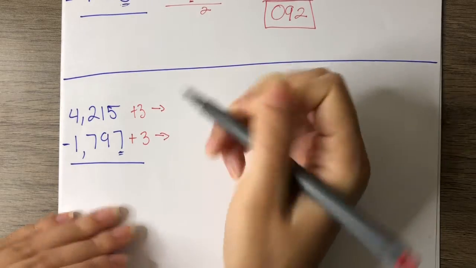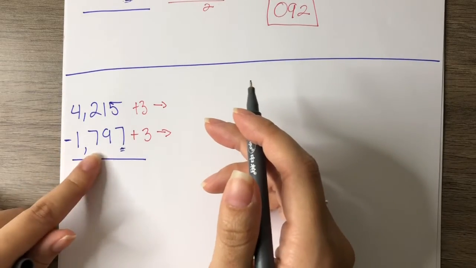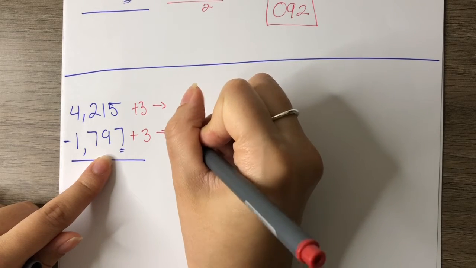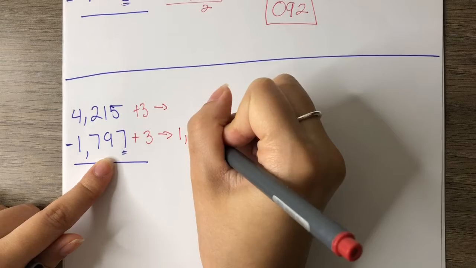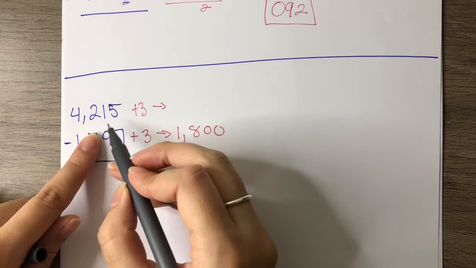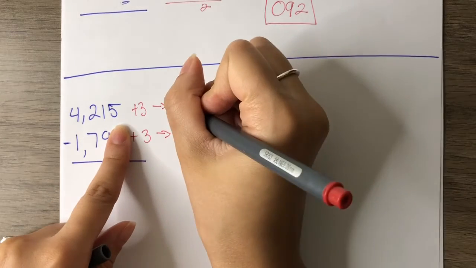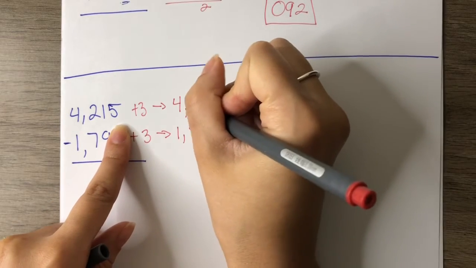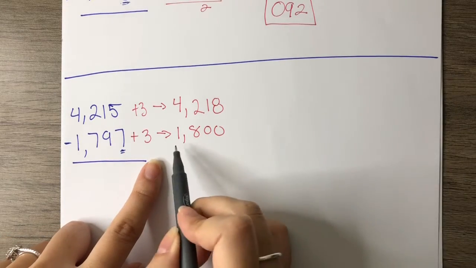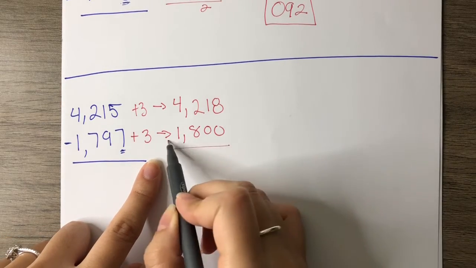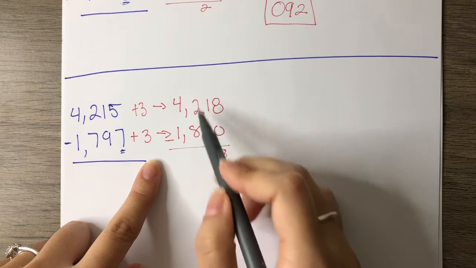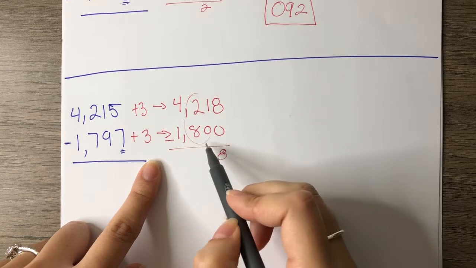All right. So 1,797 plus 3 would be 1,800. And then 4,215 plus 3 would be 4,218. So let's try and subtract this now. Let's see. 8 minus 0 is 8. 1 minus 0 is 1. 2 minus 8. Again, we run into a problem right here.